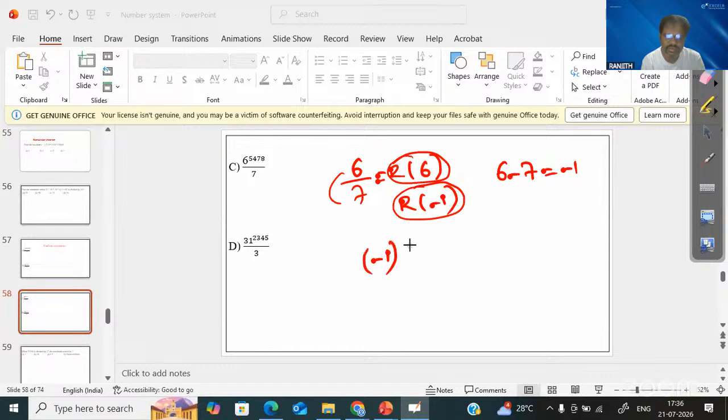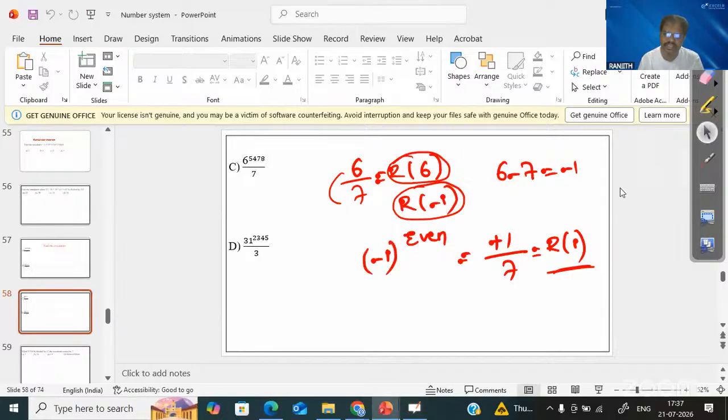Minus 1 whole to the power of an even number will be equal to positive 1. When we divide 1 by 7, what will be the remainder? 1 is the remainder. So the answer is 1. Okay. Next one.